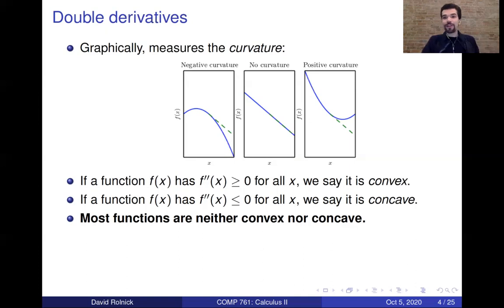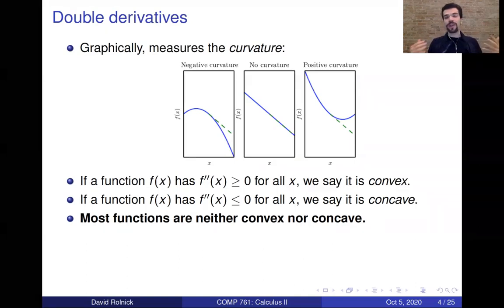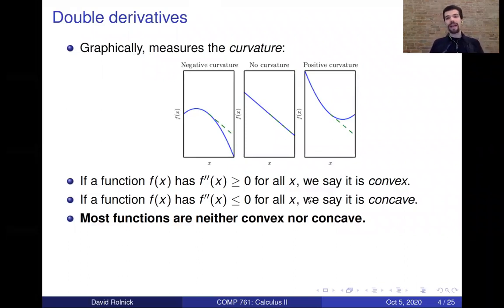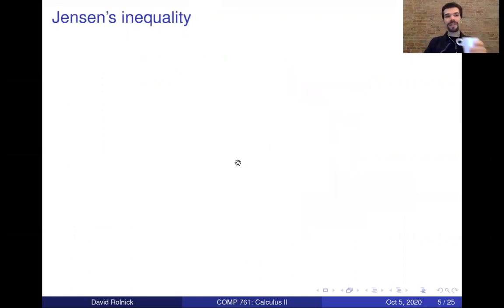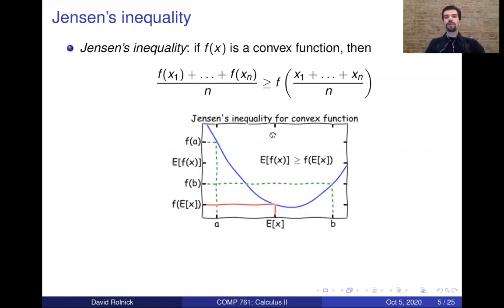So why is convexity a useful thing? There are actually a lot of reasons why convexity is useful, and we can just talk about one of them. In a lot of situations that you might encounter a convex function, the reason why it's important that it's convex is because of Jensen's inequality, that is pronounced with a y, Jensen's inequality.